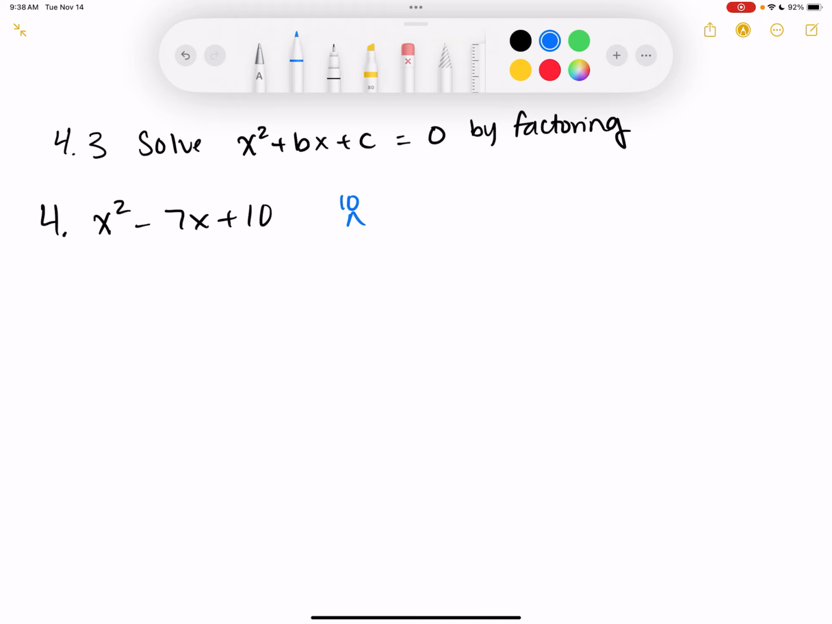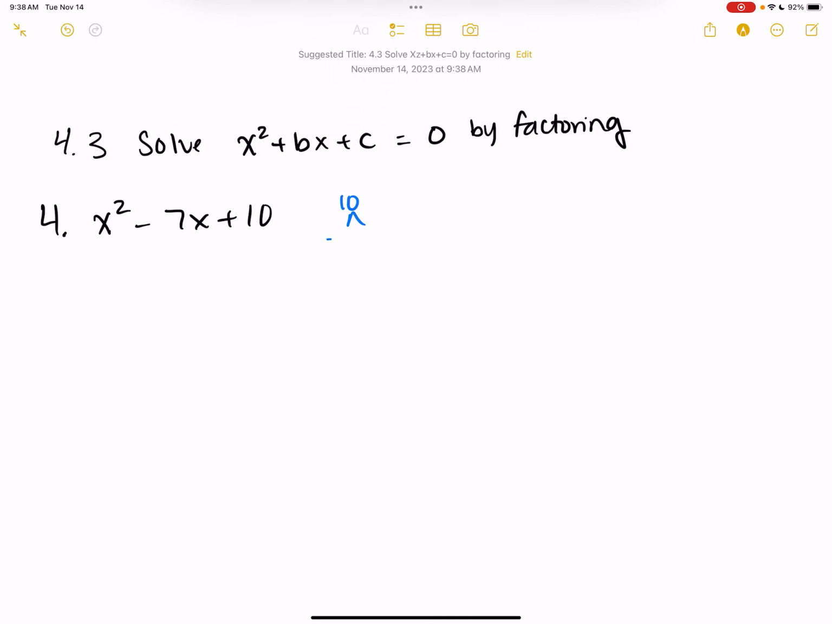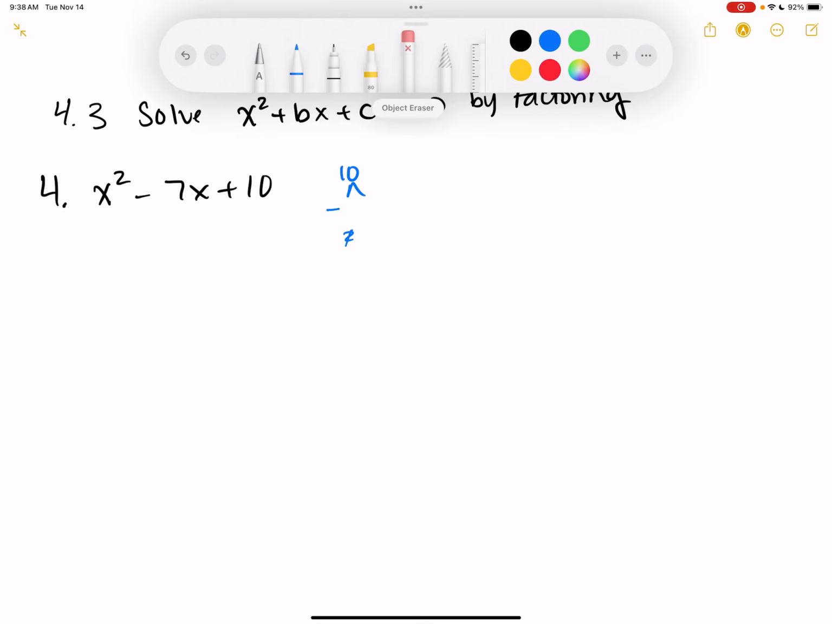So factors of 10 that add up to give me -7 would be what? 2 and 5. Yep, -2 and -5. Because when multiplied together, that gives me a +10. When added together, that gives me the -7. And so probably the way that you have traditionally had to write this, when you did it in Algebra 1, is you had to write x squared minus 2x minus 5x plus 10, and then you had to pull stuff out, factor by grouping, all that fun stuff.